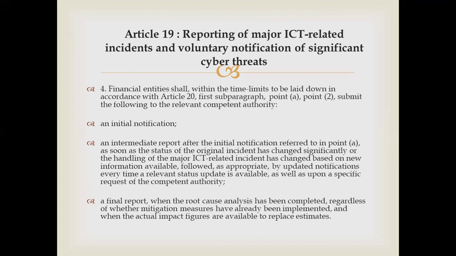So paragraph 4 here is saying that within a time limit to be laid down, when there is a major ICT-related incident, you have to give an initial notification to the competent authority. Of course, after that initial notification, there will be some further development. Maybe, for example, initially you thought 5 million accounts were affected. Now, upon further investigation, they are discovering that 20 million or 50 million accounts were breached. So in that situation, you are required to provide an intermediate report after that initial notification.